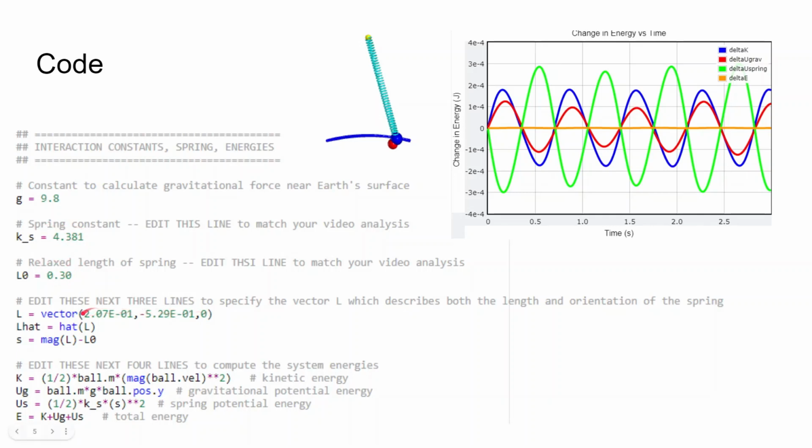As for the position L vector, we used the first data point in Tracker with the origin set at the base of the spring, L hat, and then s is the difference, the displacement. K, kinetic energy, is 1/2 mv squared, U_G is mgh, spring potential energy is 1/2 k s squared, and then the sum of the energies is the sum of those three variables.